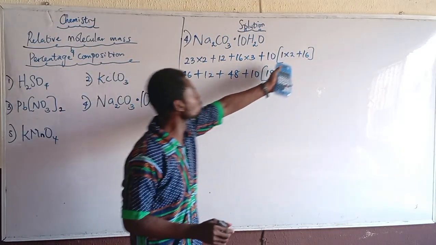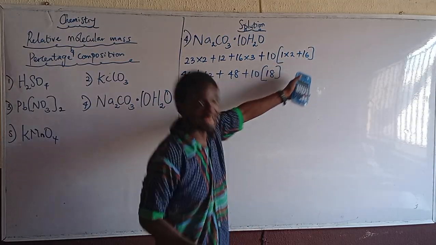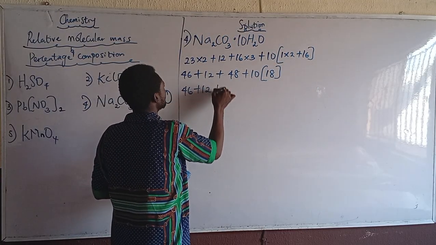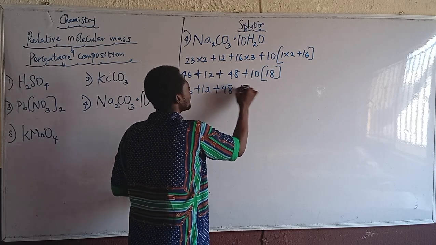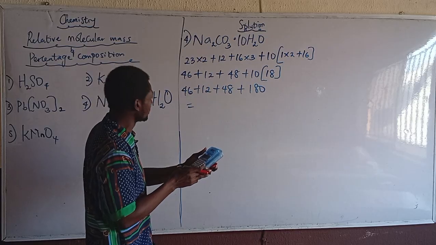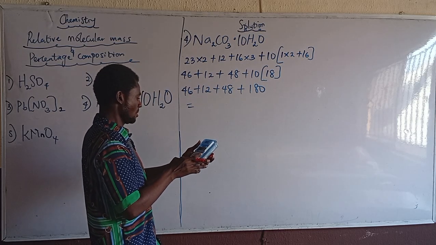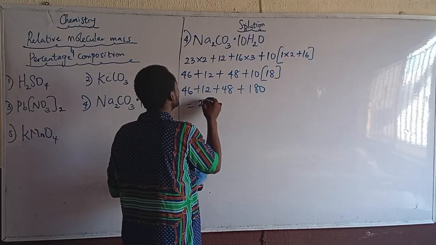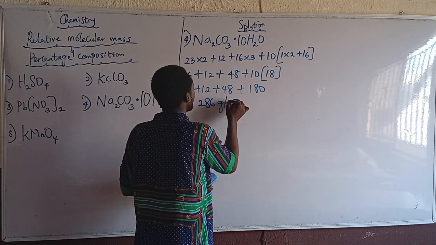1 multiplied by 2 is 2 plus 16, that is 18. So here is 46 plus 12 plus 48 plus 180. So my final answer becomes 46 plus 12 plus 48 plus 180. That is 286 grams per mole.